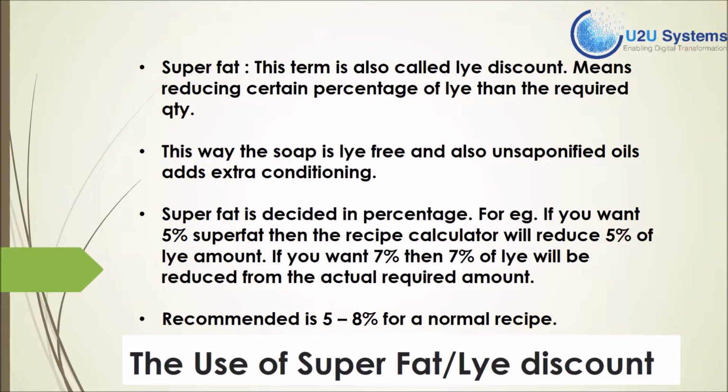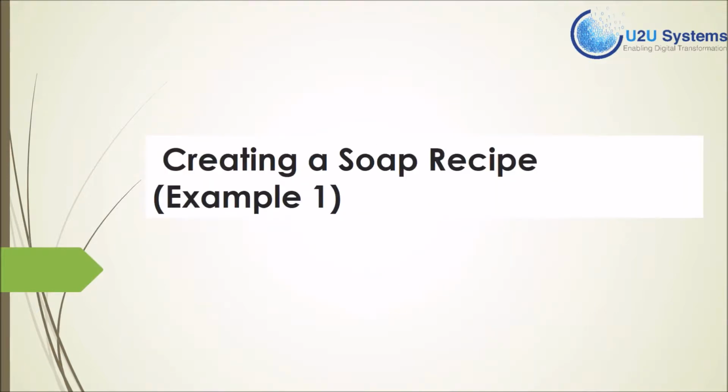Superfat is decided in percentage. For example, if you want 5% superfat, then the recipe calculator will reduce 5% of the lye amount. If you want 7%, then 7% of the lye will be reduced from the actual required amount. Recommended is 5 to 8% for a normal soap recipe.